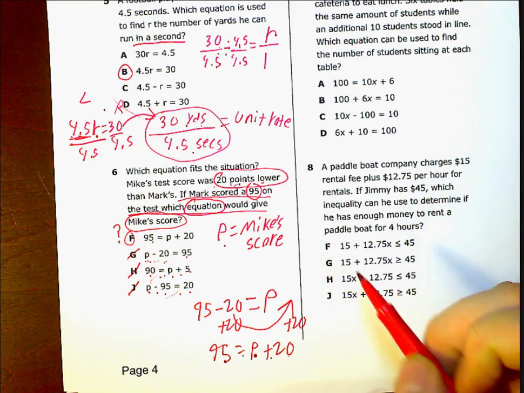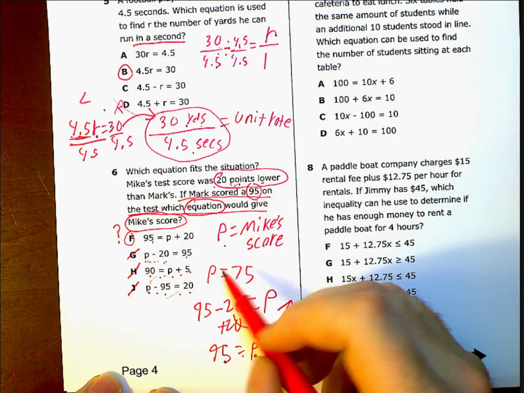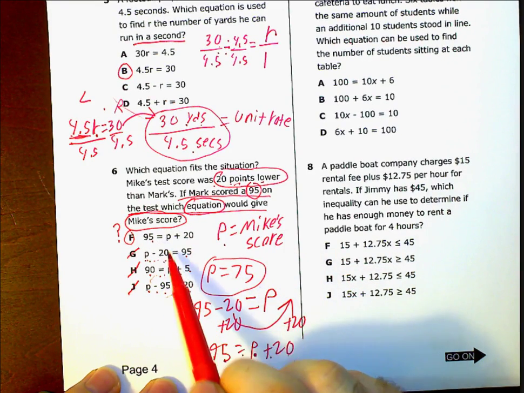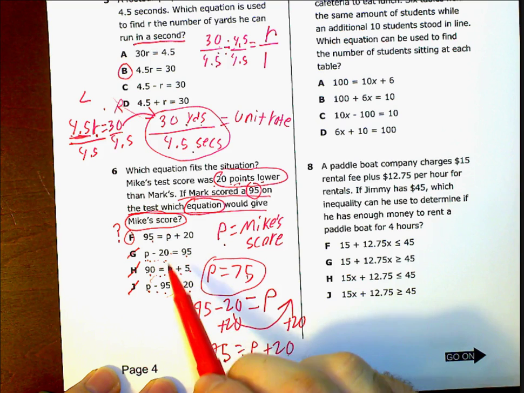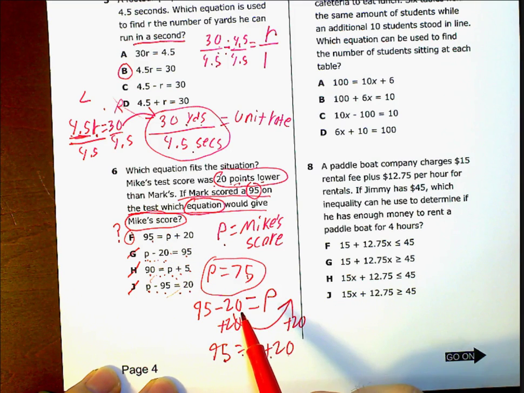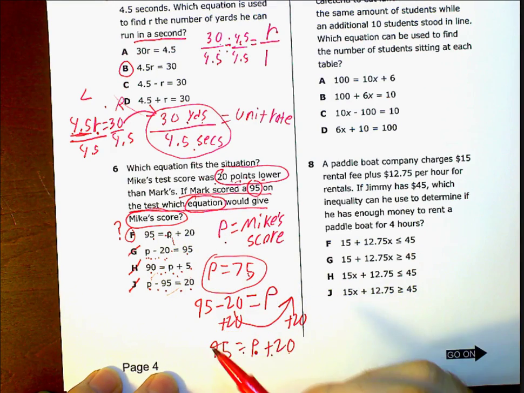So it will help you to actually find out what P equals at the beginning. If we would have written P equals 75, you can plug that into these equations in here and see which one of these matches and makes P equal to 75. So I highly recommend always double checking your work by plugging in for the variable.